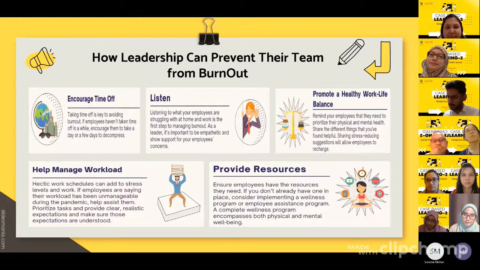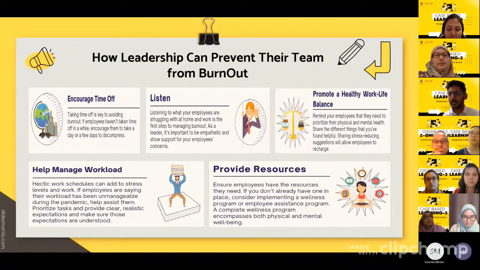So, how can leadership prevent their team from burnout? First of all, they need to encourage their employees to take time off, which is the key to avoiding burnout. If employees have not taken time off in a while, encourage them to take time off for a few days or for a while. And secondly, the leaders need to listen to them, be empathetic, and show support for their employees' concerns.